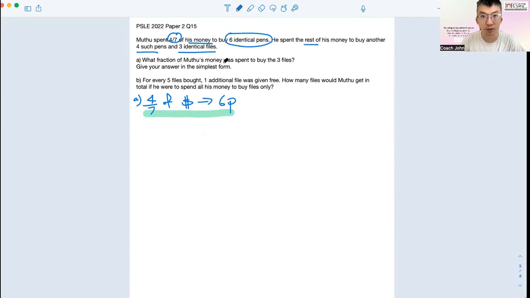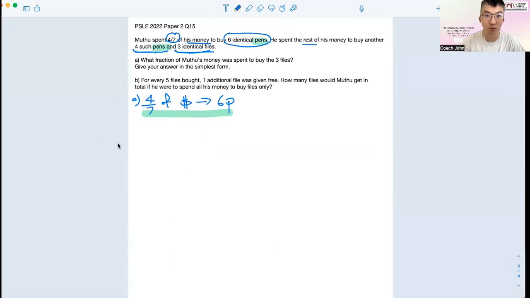The only difference here is that there is this unseen relationship between the pens and the files. The lowest hanging fruit is how do we move from here to here? Let's use this as a Q. We need to move to 4 pens, so I need to move to 1 pen first. So divided by 6, divided by 6.